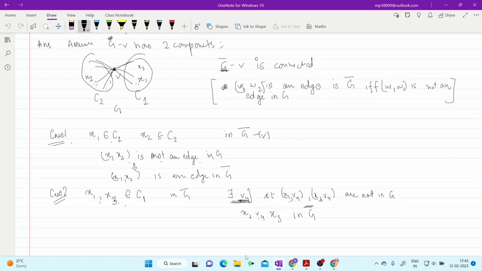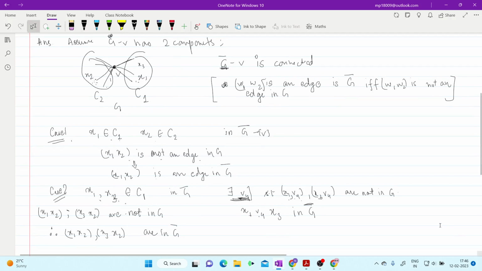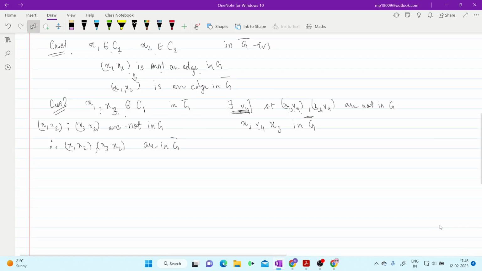So we see that from case 1, x1, x2 and x3, x2 are not an edge in G. Therefore, x1, x2 and x3, x2 are in G bar, and hence we can find a path x1, x2, x3 in G bar.